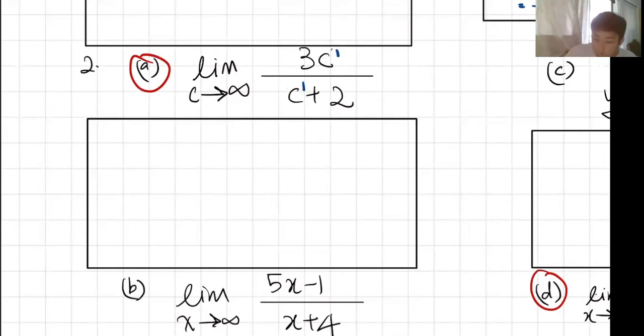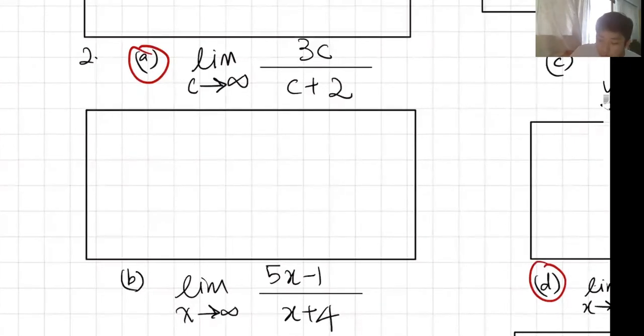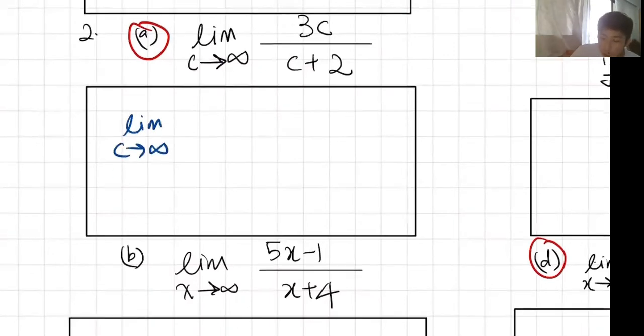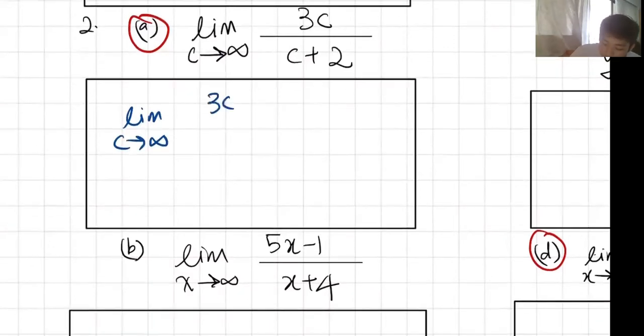You understand? If you have C squared here and C power 1 here, the highest power is 2. But the highest power is C to the 1 and C to the 1, so the highest power is 1. So what you do is you divide the top and bottom with the highest power. I have limit C approaching infinity of 3C over C plus 2. I copy back everything. So the top, you divide by C, and the bottom also I divide by C.